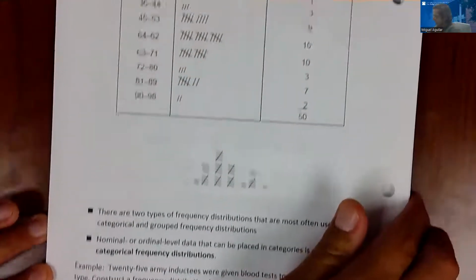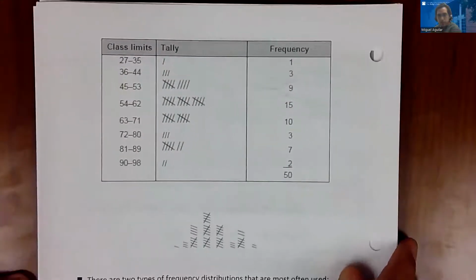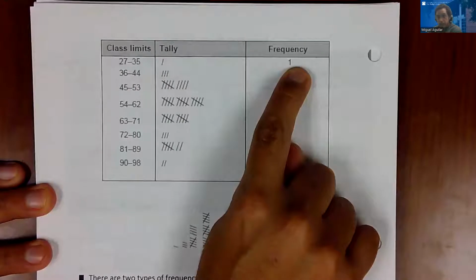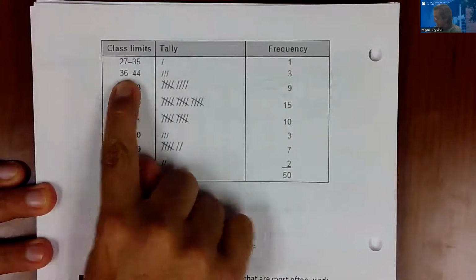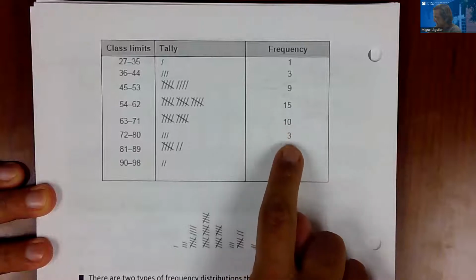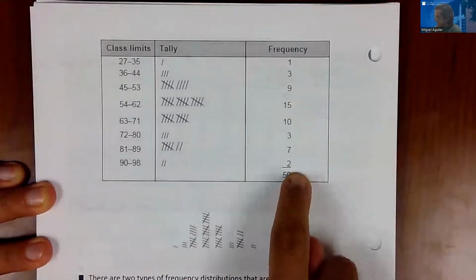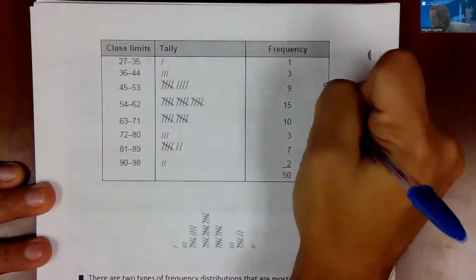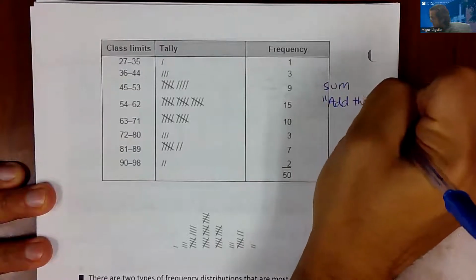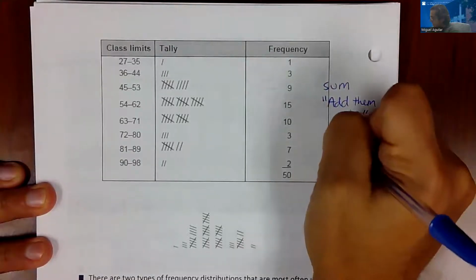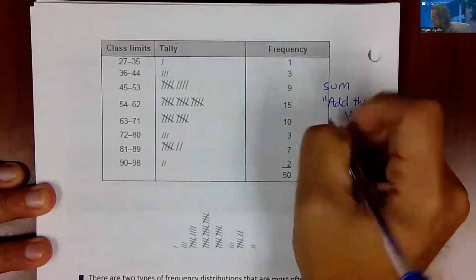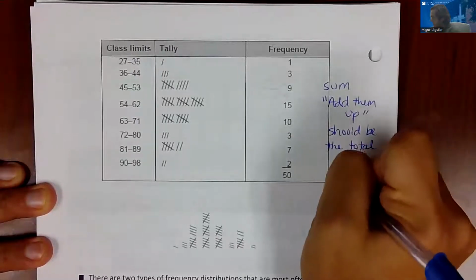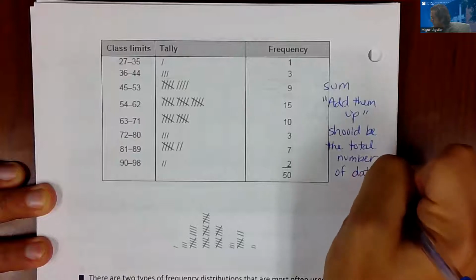So we're still looking at this same frequency distribution. It turns out that for this class, between 27 and 35, we have 1 value there in our data set. Between the next set of values, we have 3, 9, 15, 10, 3, 7, and so on. But the sum of all of these frequencies, when you add them up, should be the total number of data points that we have.